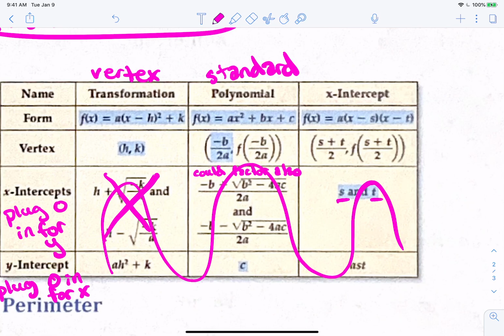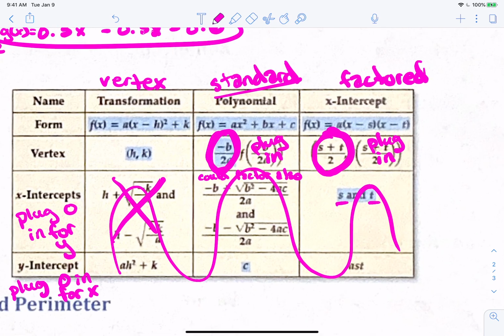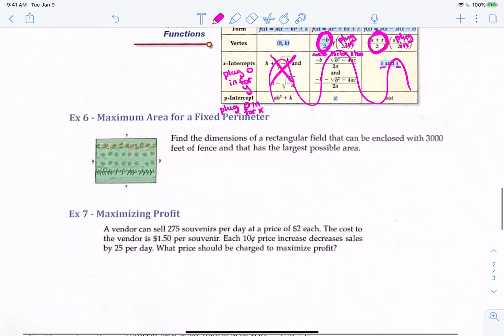The things that I would remember are negative b over 2a and s plus t over 2. Those are things that I would make sure you remember. Negative b over 2a is how you find the vertex when it's in standard form. When it's in factored form, you do s plus t over 2. And then you plug in. Plug in. And plug in. There's that. Okay? Good? All right.